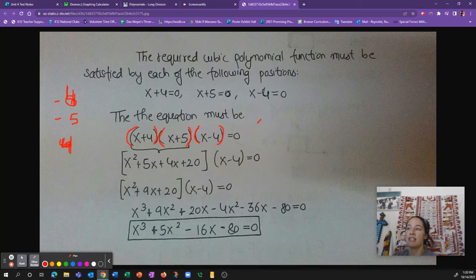The equation must therefore be this because there's 3 roots that they gave us. It's a cubic polynomial. So then if we just multiply those together, we'll get our final polynomial. So right here. But now say I wanted to divide.